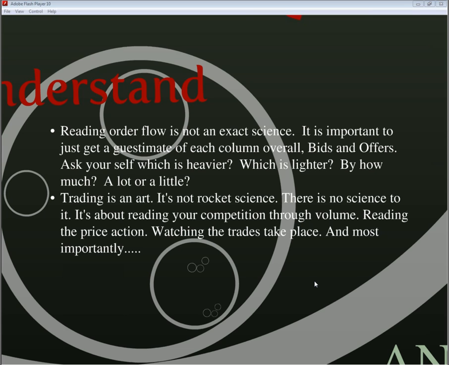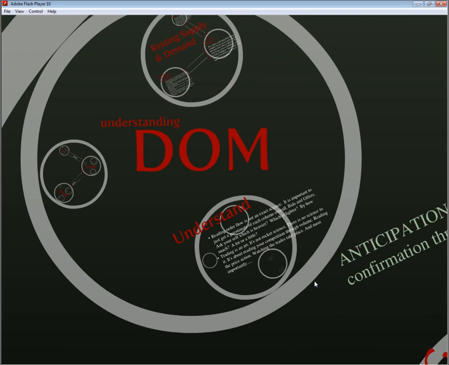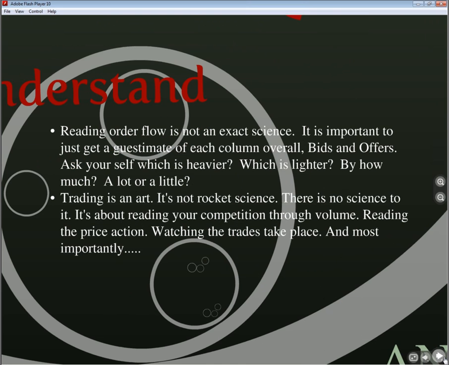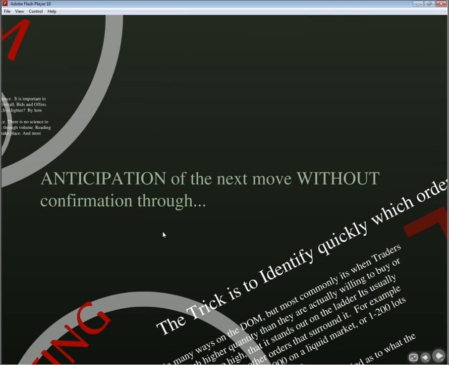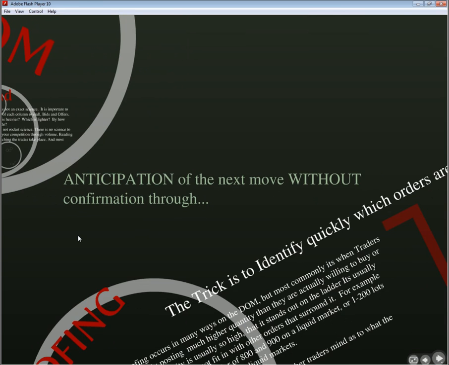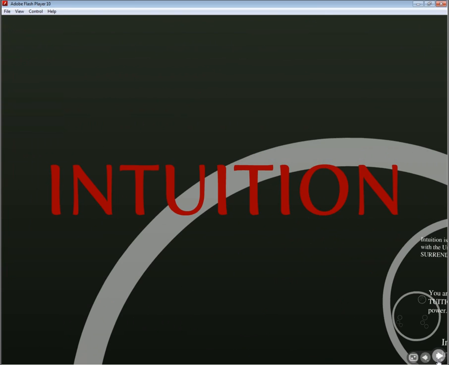So, watch your trades as they take place. Read the price action. And most importantly, anticipate the next move without confirmation, through intuition.